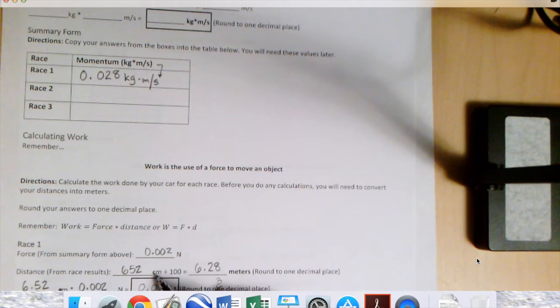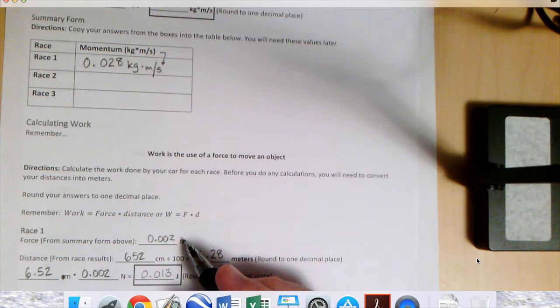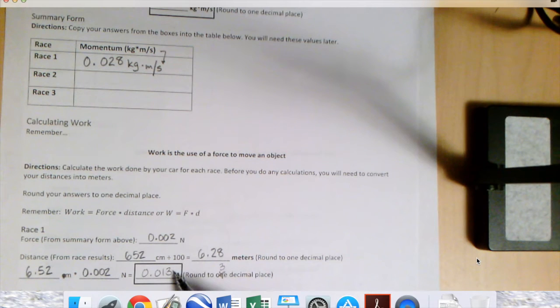Remember, what you do is you take the force from Newton's second law, and you multiply by the distance from the race. For races 2 and 3, you take the force you determined, multiply by the distance from that race, and you get your answer and put these boxed answers in the organizer. So go ahead and do that. Pause the video, and whenever we come back, we'll do our last section on power.